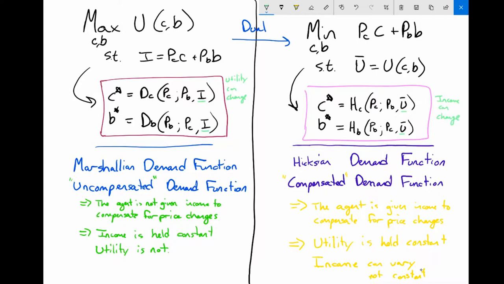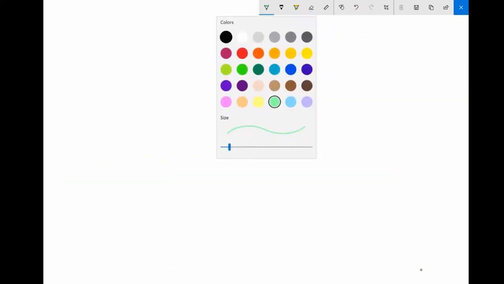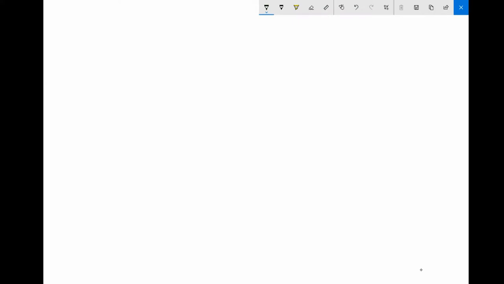Okay, so we have two different kinds of demand functions. We have the compensated demand function and we have the uncompensated demand function. These two different functions are going to be important for us in terms of understanding the relationship between a price change and demand. All right? So here are the two different demand functions. Now, I'm going to delete this, and we're going to go into some more detail.